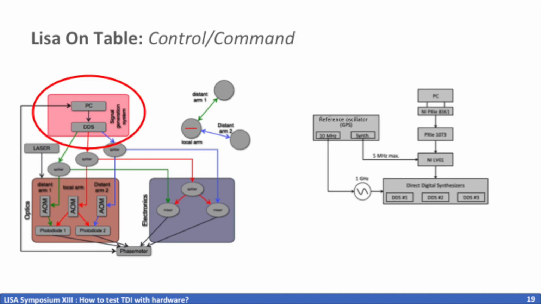The control command subsystem is composed of a signal generation part, 3 DDS, for direct digital synthesizer. They are controlled by a computer through a LabVIEW interface. All these units are synchronized with a GPS reference oscillator. The output signals are sent to the interferometers to be mixed as signals or noises.